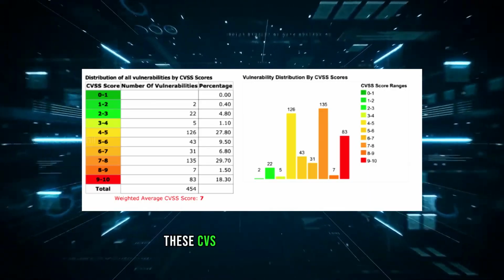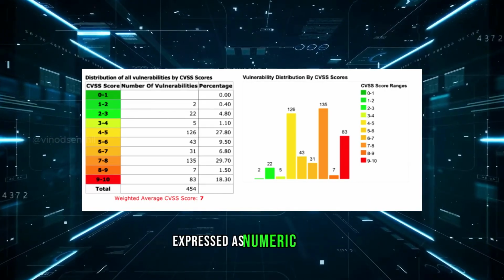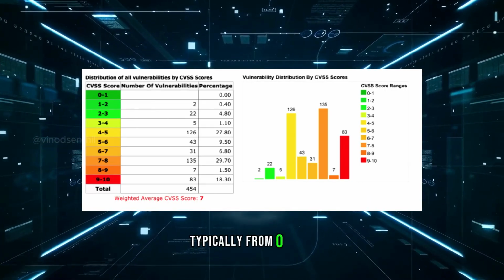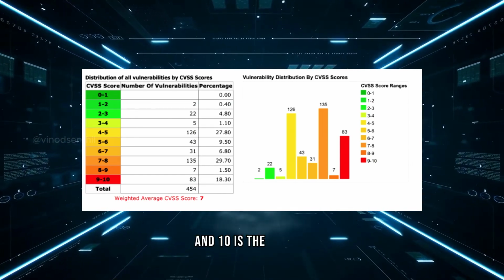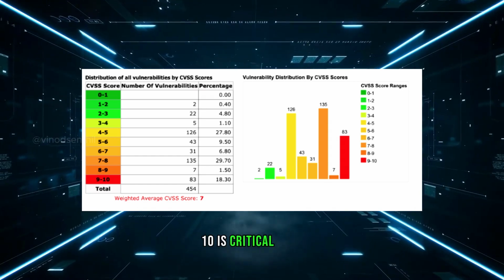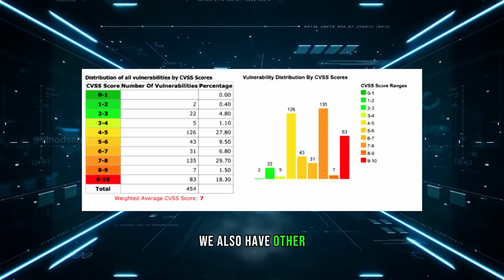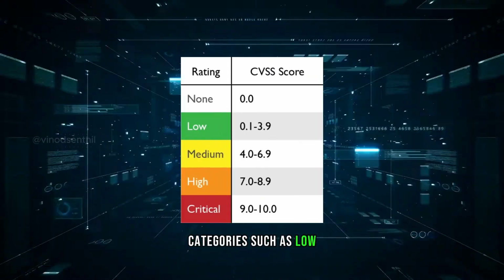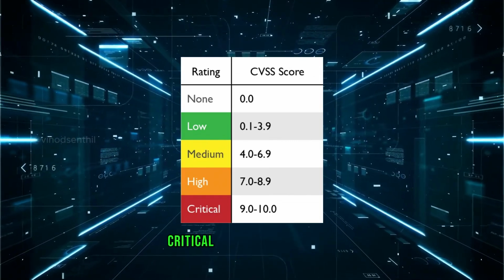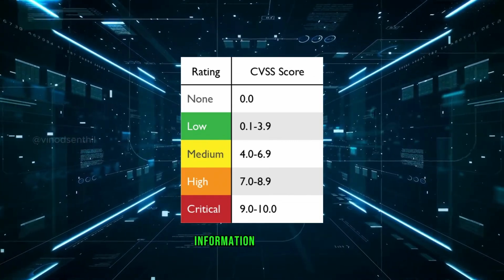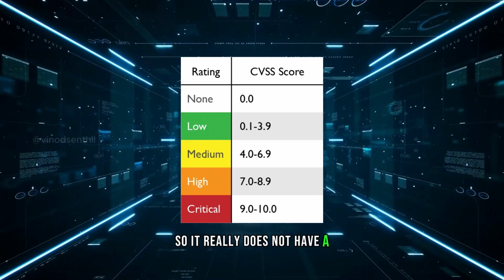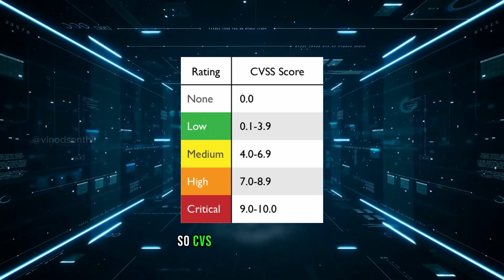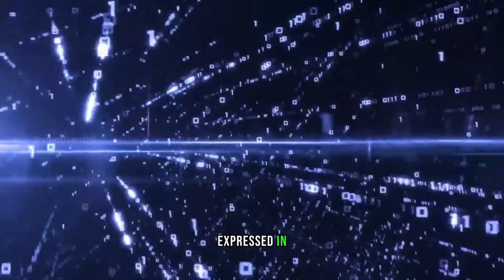So these CVSS scores are typically expressed as numeric values from 0 to 10, where 0 is the least and 10 is the highest. 10 is critical. Okay. You also have other categories such as low, medium, high, critical, and information. Okay. Information is almost passing the information on, so it really does not have a value or number to it. So CVSS scores are usually expressed in numeric values.